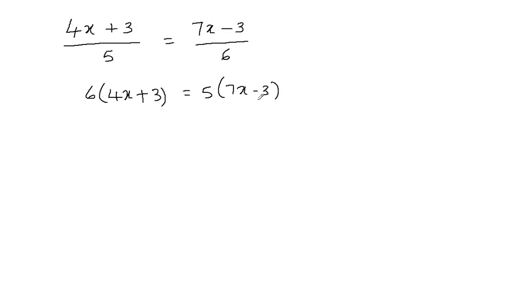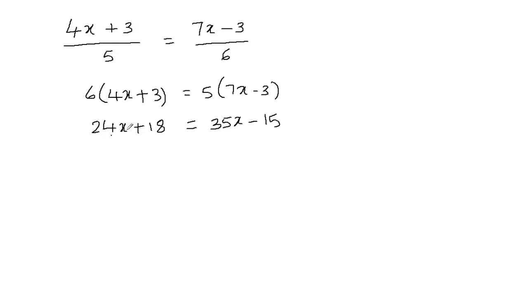And now I'm just going to use the distributive property to distribute 6 across 4x plus 3. That means I'm going to multiply all the terms inside the parentheses by 6. So 6 times 4x is going to give me 24x, and 6 times positive 3 is going to give me 18, is equal to 5 times 7x, which is going to give me 35x, and 5 times negative 3 is going to give me negative 15.